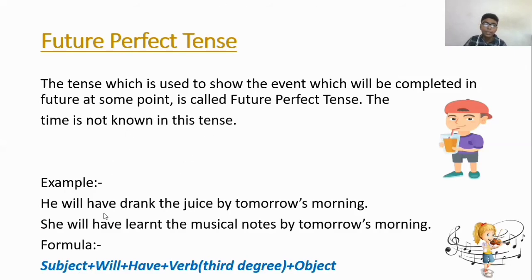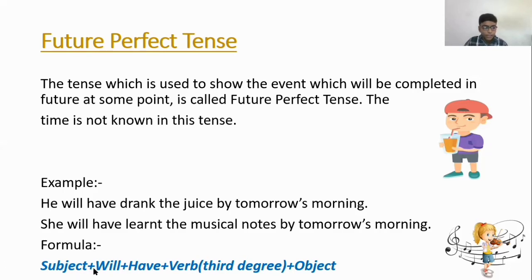For example, he will have drunk the juice by tomorrow's morning. So the juice is given to him today, but he will drink it by tomorrow's morning, and the action will also be completed in the future. She will have learned the musical notes by tomorrow's morning. So the musical notes are provided to her, and she will be learning them by tomorrow's morning.